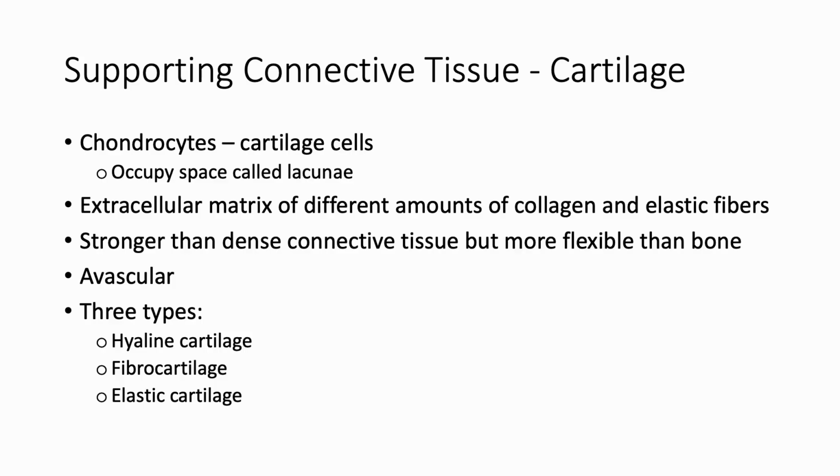Now, remember, avascular tells us that we don't have blood vessels in this tissue, and so cartilage is going to be avascular. And we'll talk a little bit as we look at each type of cartilage that when we don't have vascular tissue, we don't have a regular supply of blood, this can make injury to the tissue cause it to heal slowly. So again, we have three types we're going to look at: hyaline cartilage, fibrocartilage, and elastic cartilage.